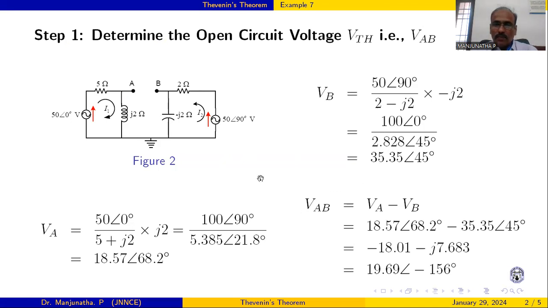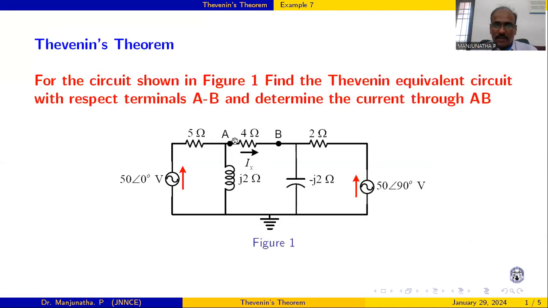Then the voltage is the difference between these two, VA minus VB. So finally we convert that into rectangular form, then you convert that into polar form. Most calculators will support these conversions directly. We can subtract in polar form, and finally this is the answer. This is the Thevenin voltage VAB. Next step is to determine the Thevenin's impedance.